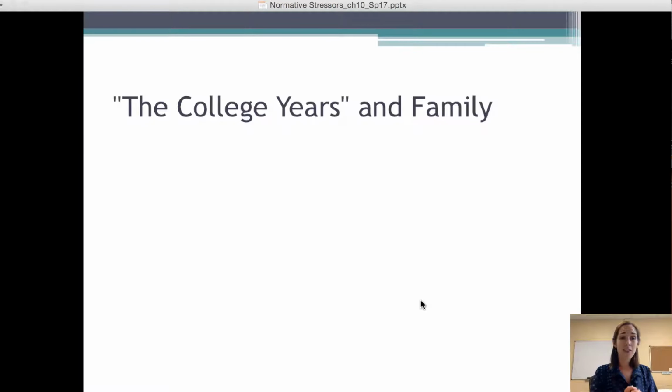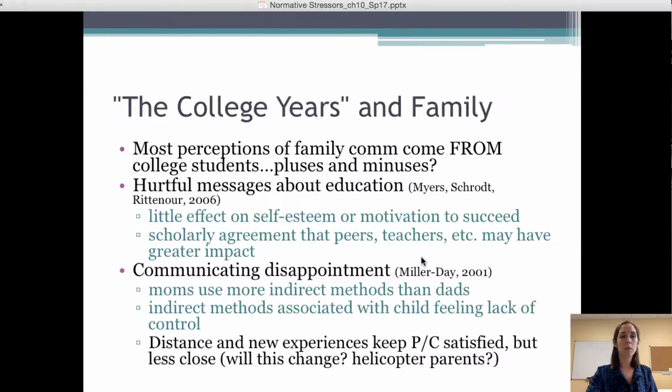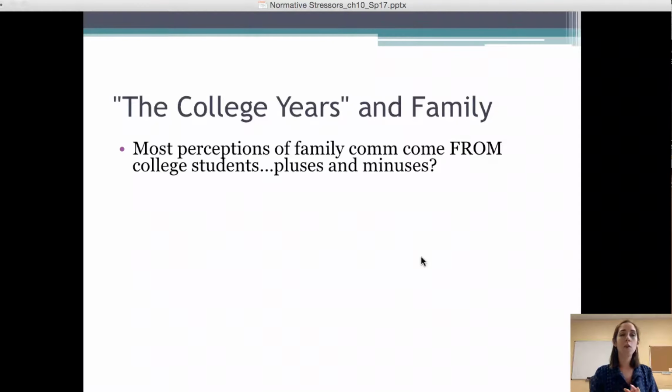Plow on ahead to the college years and family. Oops, not that fast. Most perceptions about family come from college students. So we collect a lot of data from college students when we try to understand the family. There are pluses and minuses to that. The plus is that college students are thinking about forming their own new families in a few years. Also, they just came out of their family relationships, so they can reflect back on the not so distant past with some clarity.